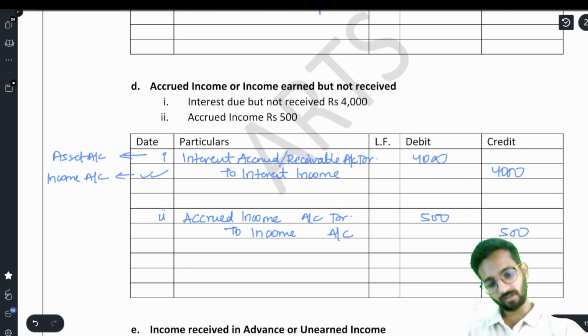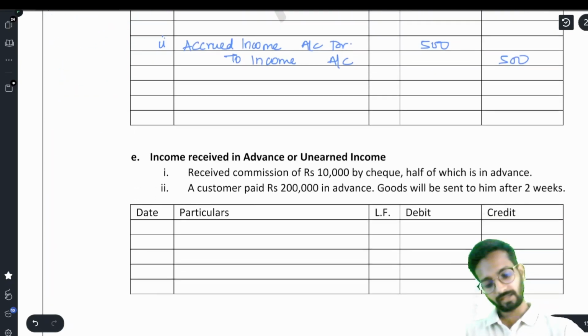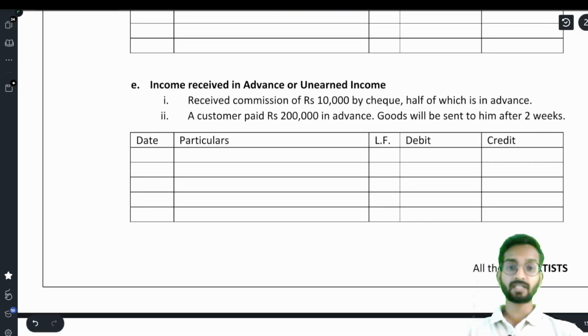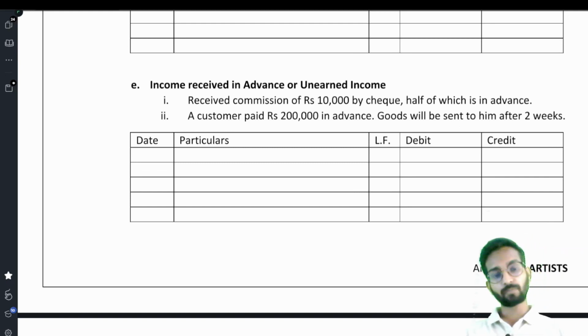Now, moving further, income received in advance, or unearned income. What does it mean? What if we receive the money in advance and the person asks us to provide the services later? For example, suppose a person pays me the tuition fees for the entire year on the very first day, and that student tells me, I am making you the entire payment today. It means I will receive the entire payment, but it is my liability to provide services for the entire year. Now, what will we write?